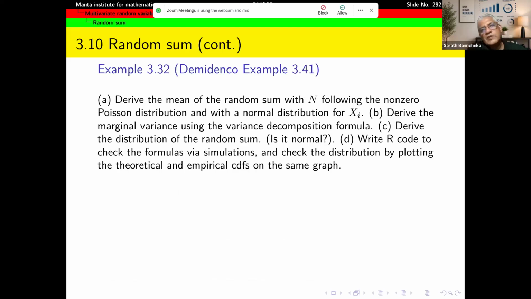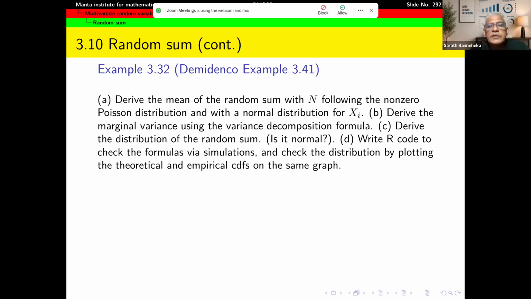Right. Similarly, if the question asks for the variance, in that case, we have to know the variance of n and variance of xi also. If you knew those things, then you could have derived an expression for the variance of S also. But that information was not available in the problem, and that was not asked in the question either. Right.